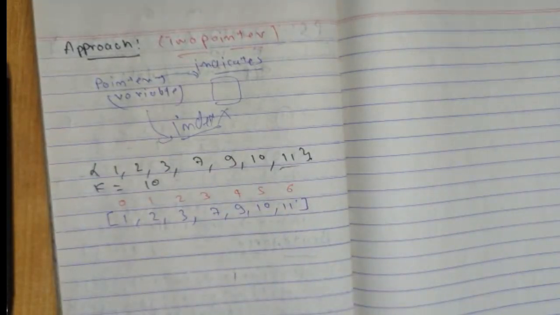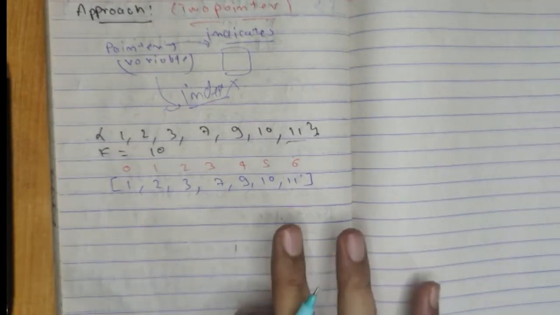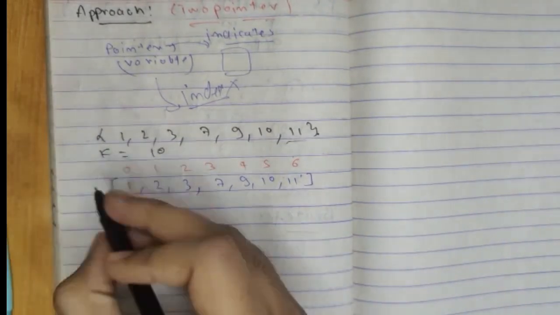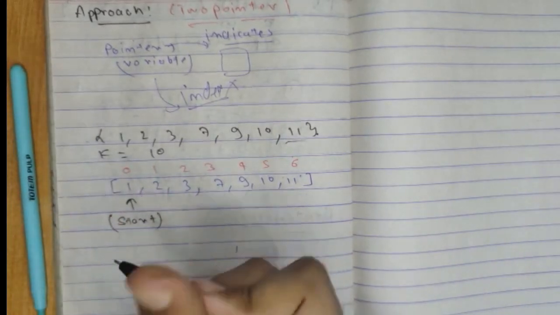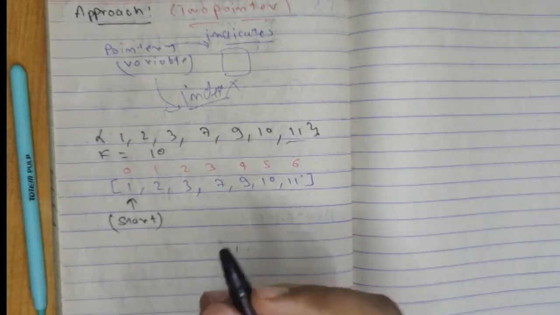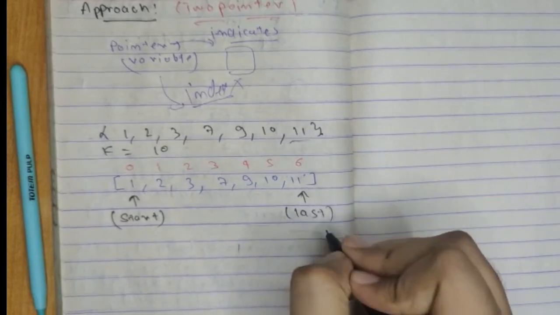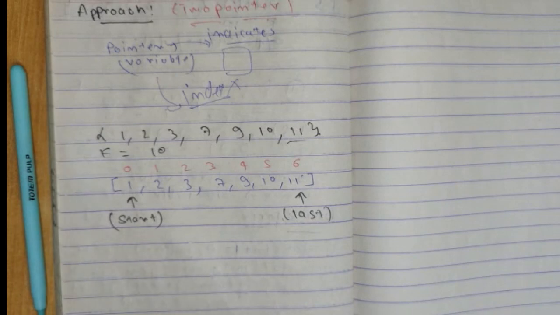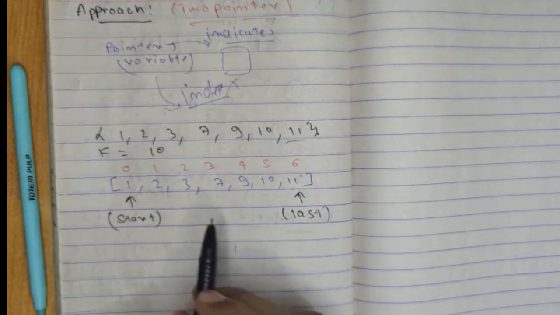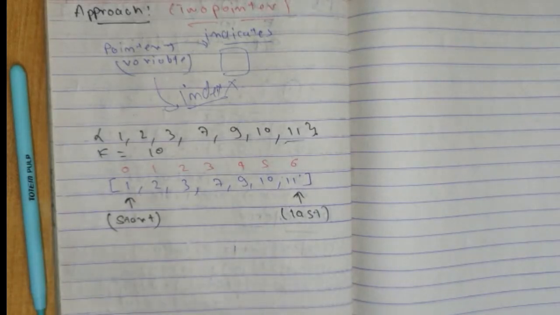So what we are going to do is take two variables to iterate this array. The first variable will be our start variable, which initially will point at the 0th index, and the second variable will be our last variable, which will point at the end index of that array. We will see further how we can solve this problem using these two variables.